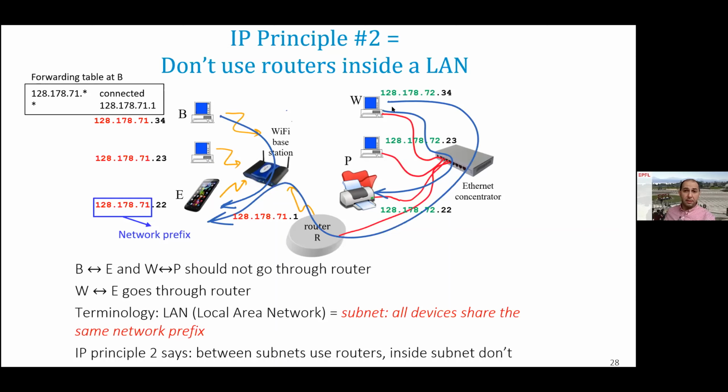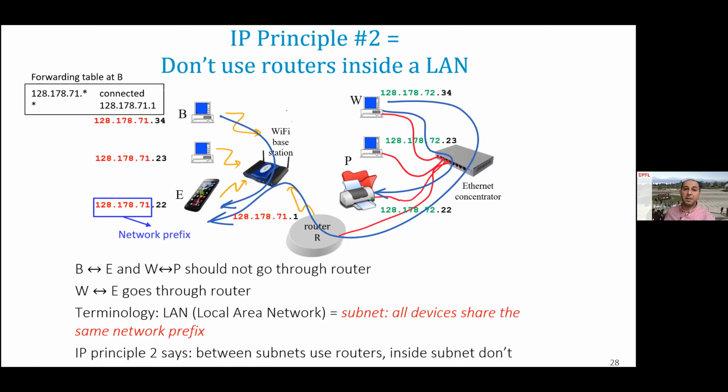But now assume that we have a packet from W to E. What will happen first? W will look at its local forwarding table, which consists of only 2 entries. The first entry corresponds to the network prefix to which W belongs, and the second entry is the default gateway. So we compare this network prefix with this one, and there's no match. The only option we still have is to go through the router. So the packet is sent to the router, and the router will deliver the packet to the final destination in this LAN.